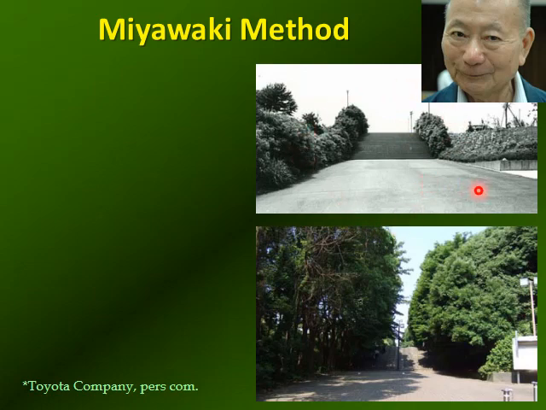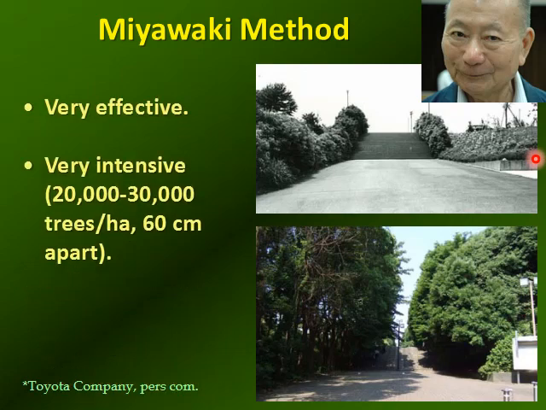This is one of his original sites. It's actually on a university campus. I think it's Yokohama University campus in Japan. And you see this side here is actually that forest there. So, you know, the Miyawaki method is very effective. It is incredibly intensive. He recommends planting 20 to 30,000 trees per hectare. It's a very, very high number of trees, which results in them being only around 60 centimeters apart. Now that is to achieve an extremely rapid canopy closure, but if all the trees survive, you have an almost impenetrable forest with this method.